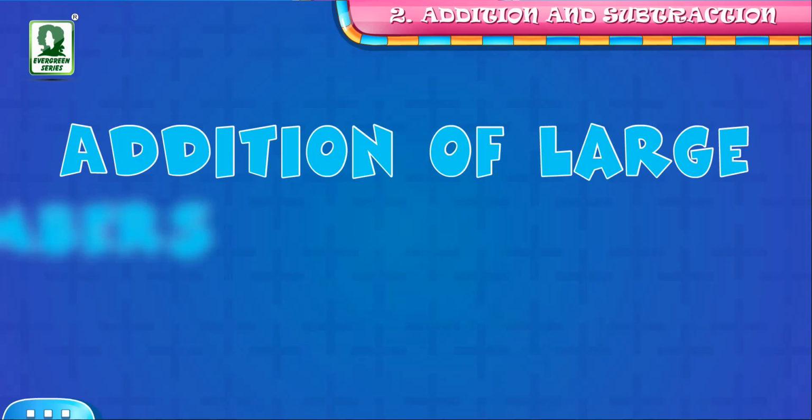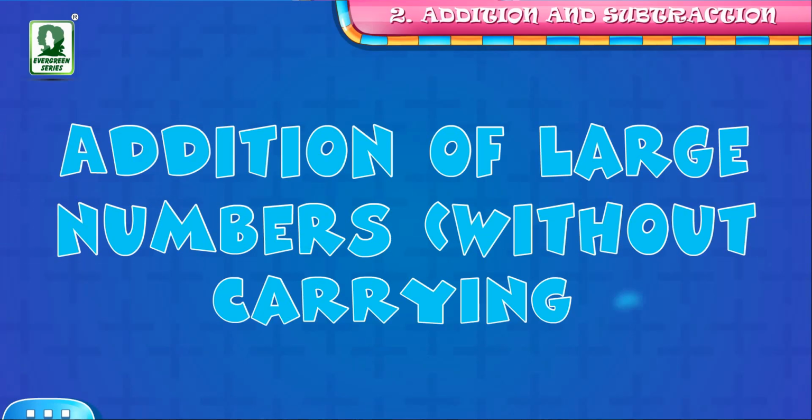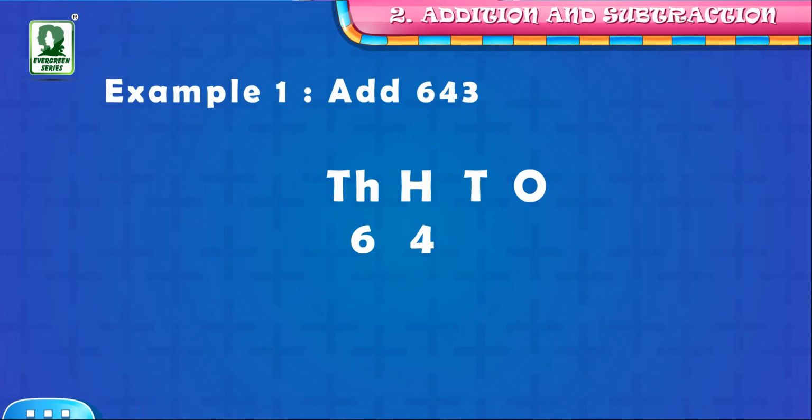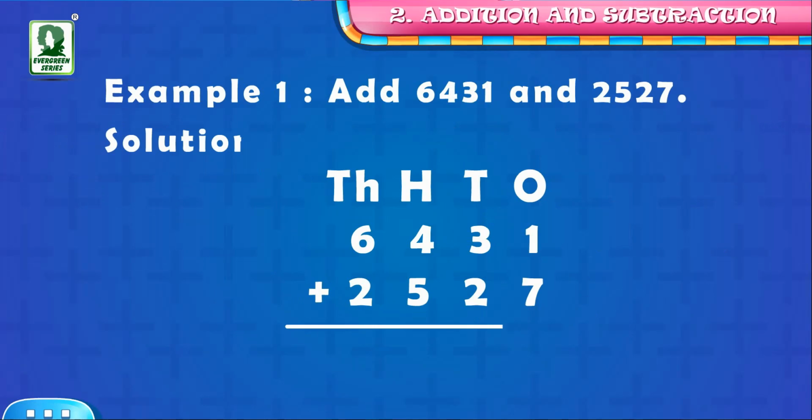Addition of large numbers without carrying. Add 6,431 and 2,527. Solution. First we will add digits on the ones place, that is 1 plus 7 is equal to 8.